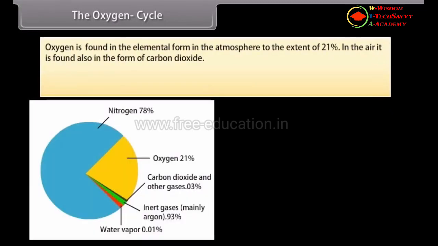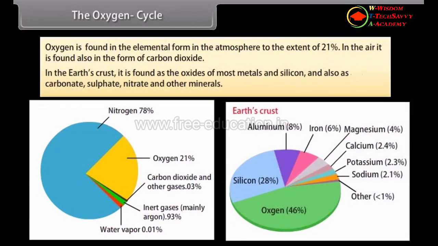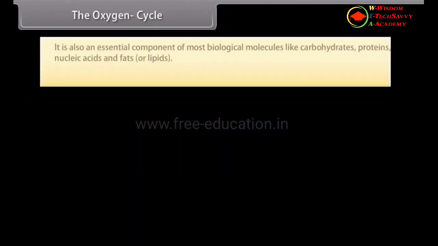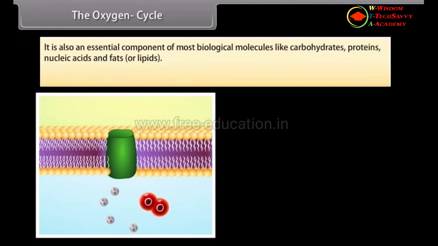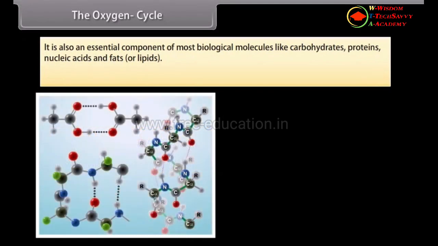The oxygen cycle. Oxygen is found in the elemental form in the atmosphere to the extent of 21%. In the air it is found also in the form of carbon dioxide. In the Earth's crust, it is found as oxides of most metals and silicon, and also as carbonate, sulfate, nitrate, and other minerals. It is also an essential component of most biological molecules like carbohydrates, proteins, nucleic acids, and fats or lipids.